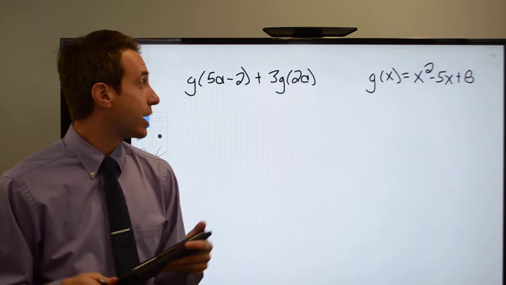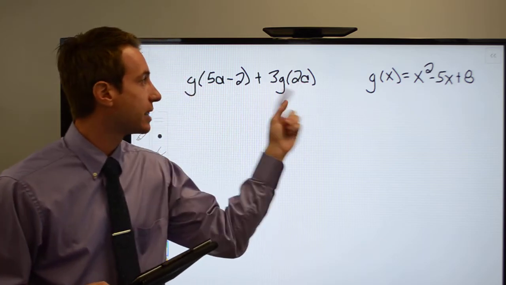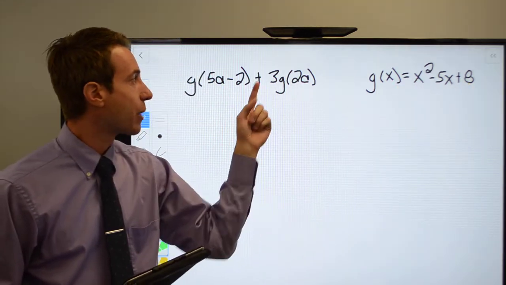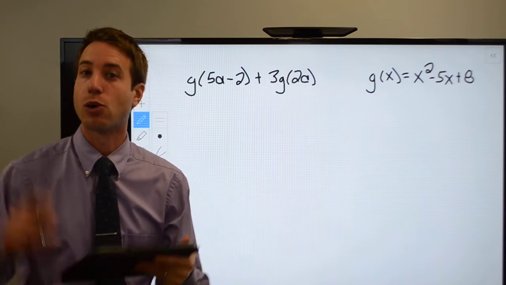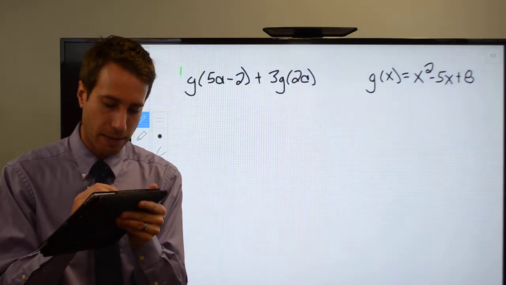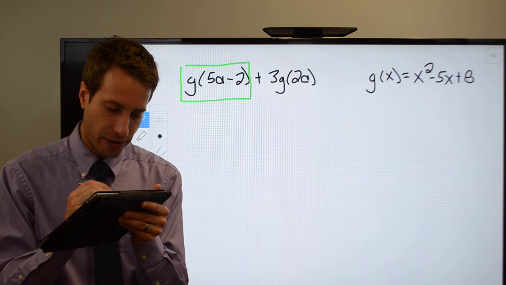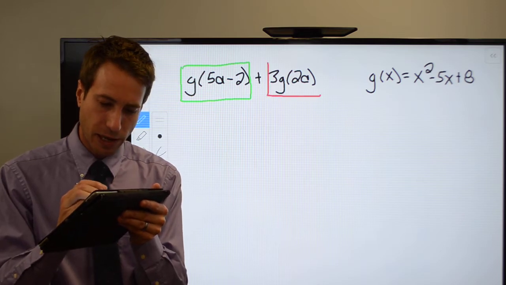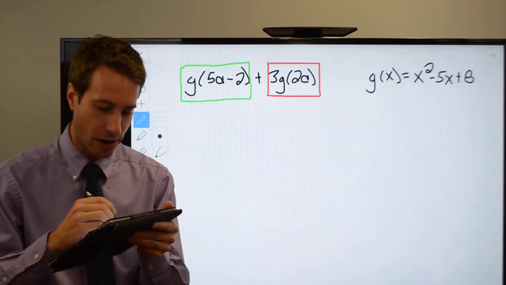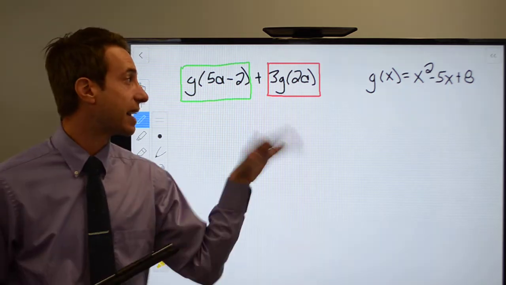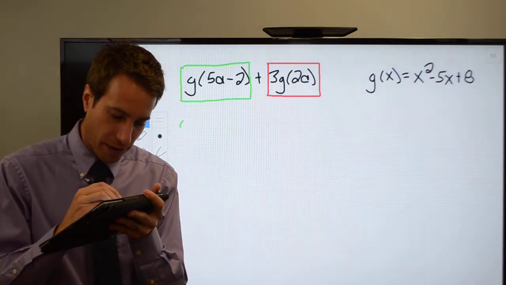Again, I've got this situation where I'm trying to evaluate this guy given this polynomial, and I recognize that I have a plus sign in there. So I'm going to go ahead and split it up because it's just going to make my job a little bit easier rather than doing it all together. Just split them up, find each of those pieces on their own, and then we can go ahead and combine them at the end. So I want to find g of 5a minus 2.